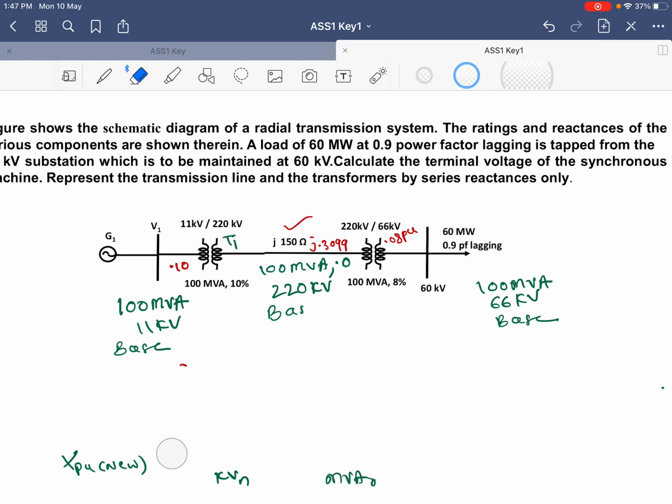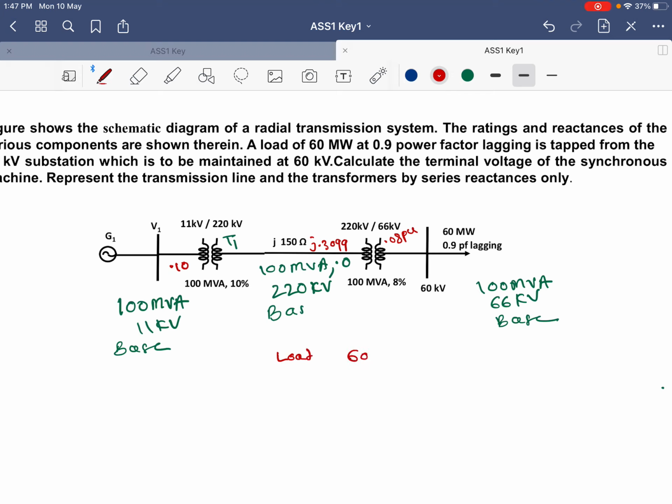The important point here is dealing with the load. Watch carefully how to do the load calculations here. The load is 60 megawatt, operating at 60 kilovolt. The power factor is 0.9 lagging. These are the given data for the load.